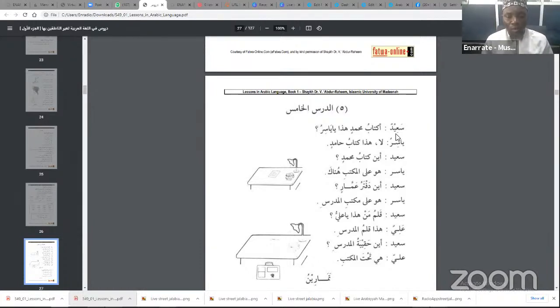Kitabu Muhammad, Muhammad's book. Muhammad has something, which is what? A book. So I say Muhammad's book. In English, I mention Muhammad first before mentioning what he possesses, what he owns, like Muhammad's book. But in Arabic, it's a reverse thing. You mention the item first before mentioning the owner of the item. So Kitabu Muhammadin, Muhammad's book.